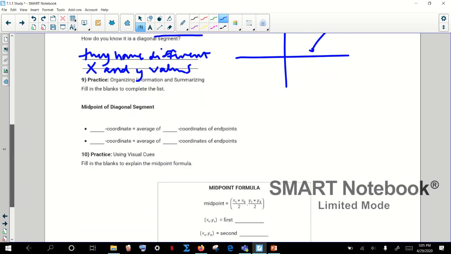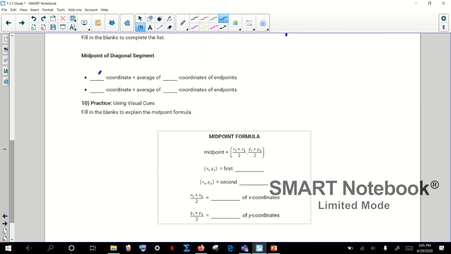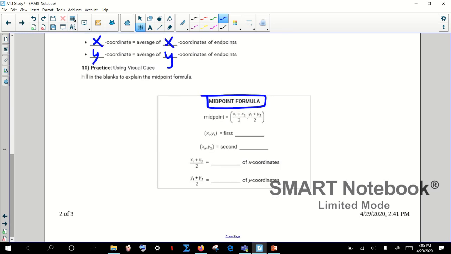Alright, so if I have a diagonal segment, how do I figure out the midpoint? If I want to find the x-coordinate, I find the average of the x-coordinates of the endpoints. If I want to find the y-coordinate for the midpoint, I find the average of the y-coordinates of the endpoints. This brings us to what's called the midpoint formula, that we can use for any kind of segment: diagonal, vertical, or horizontal. For the midpoint, you just take the average of the x values and the y values. When we're talking about x1 and y1, that's my first point, and x2 and y2 is my second point. So (x1 + x2) divided by 2 is when you add the two x-coordinates and divide by 2, the average of the x-coordinates. And (y1 + y2) divided by 2 is the average of the y-coordinates.